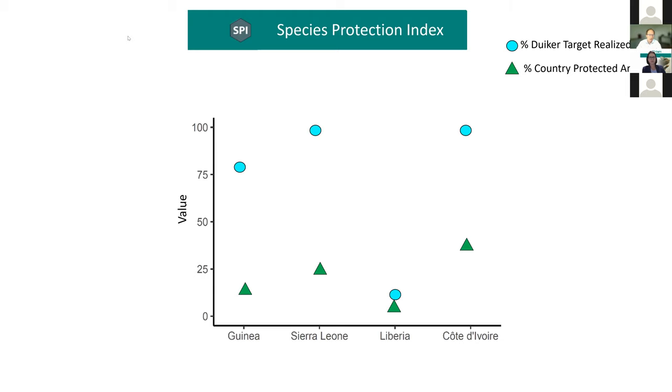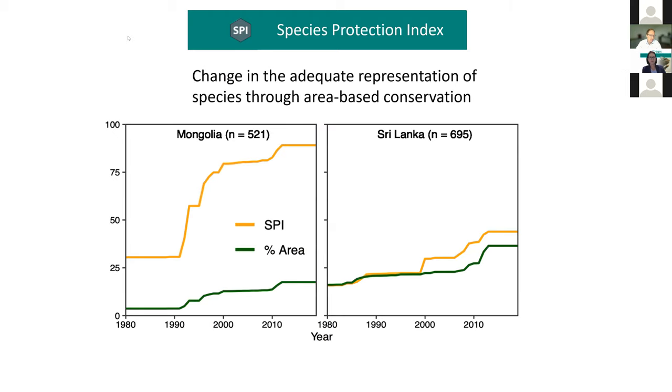And we can then look at the trajectory of that SPI, that species protection index, through time. And we can find very different scenarios where, for example, in Mongolia, there have been additions to the protected area network, simply counted as percent area over the years. But as they were done carefully in terms of actually representing species adequately through some planning process, they were able to actually cover sufficiently species in a very, very powerful way.